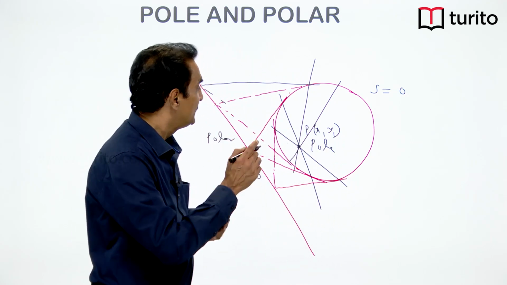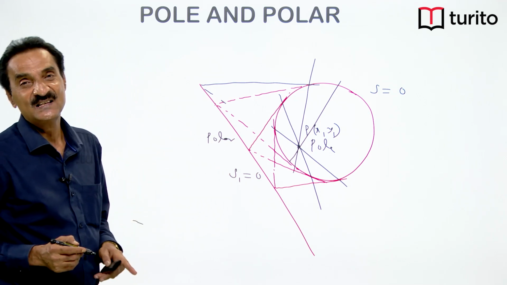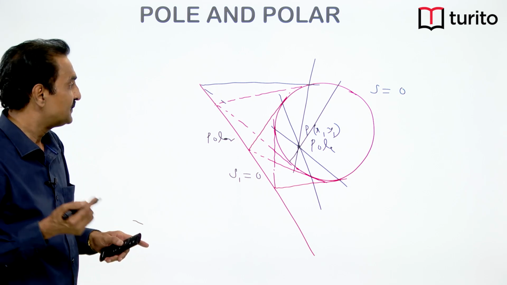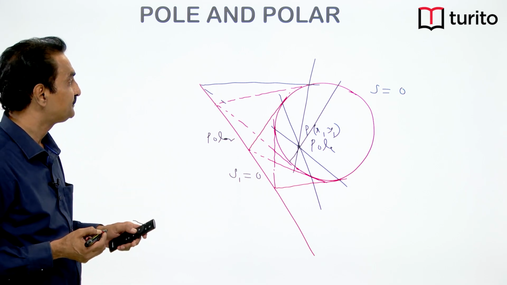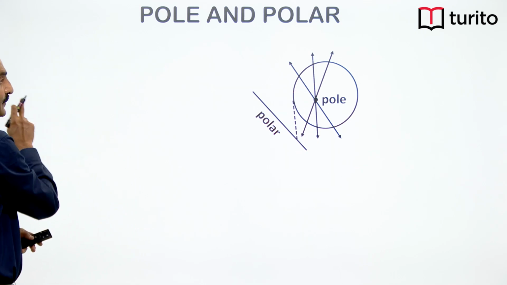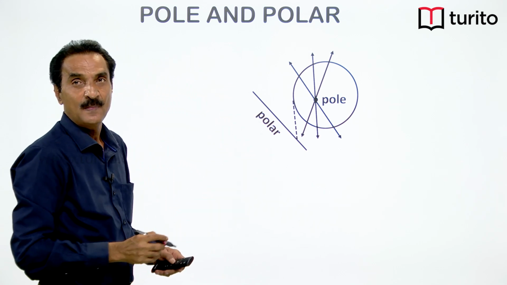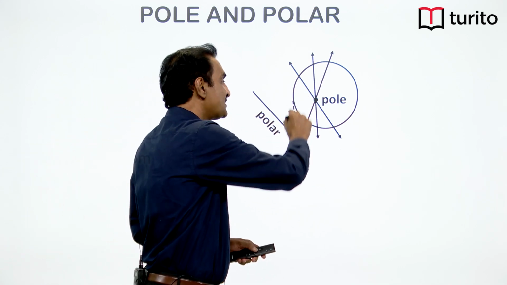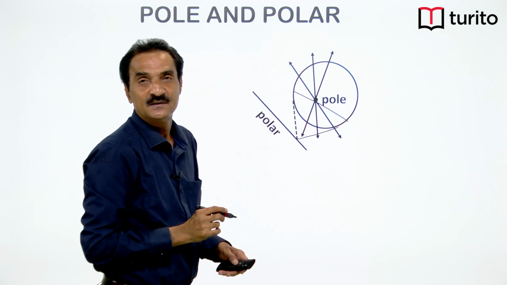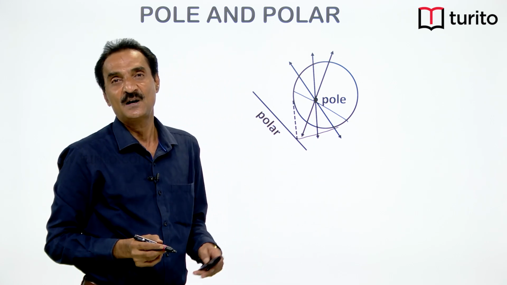How the equation of the polar is S1 is equal to 0, that we will discuss in the next class. So, for the time being, take the formula. The diagram is the same thing. If you take polar as a fixed line, then chords of contact will be concurrent at a fixed point. That fixed point is called pole and the fixed line is called polar.